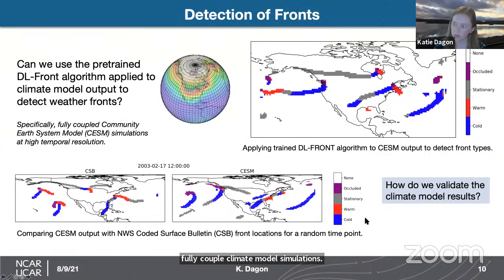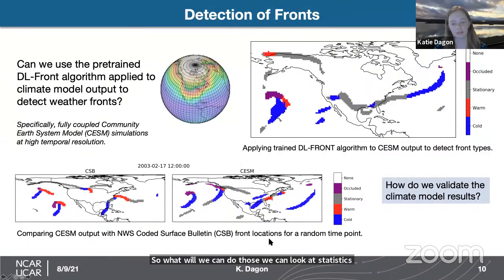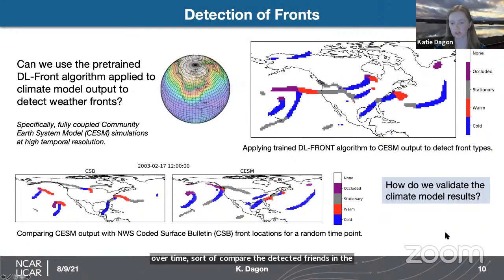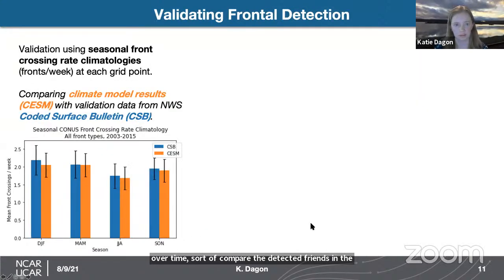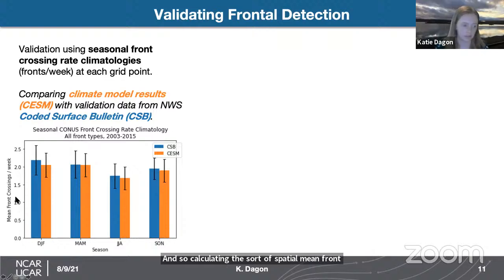So what we can do, though, is look at statistics over time and compare the detected fronts in the two different products on a larger scale. And so that's what I'm showing here. I'm going to show a couple of slides that look at seasonal front crossing rate climatologies. What I mean by that is looking at how often fronts pass across the North American spatial domain, calculating a spatial mean of front crossings per week, and then looking at that seasonally.